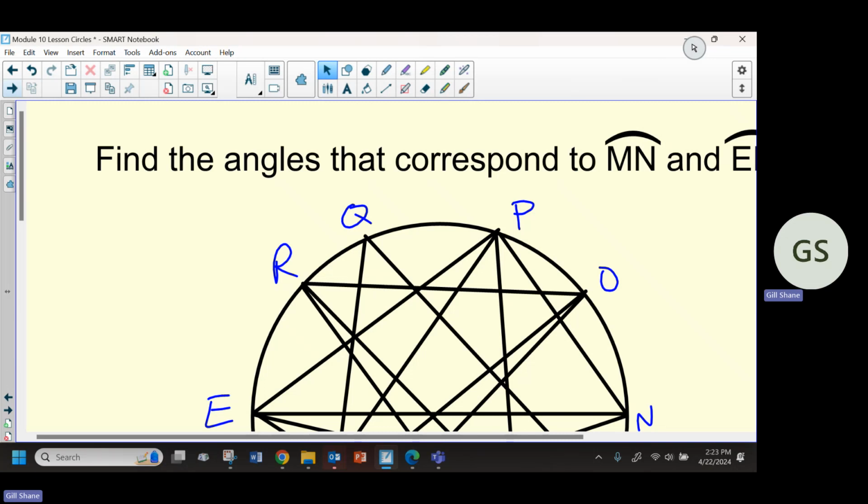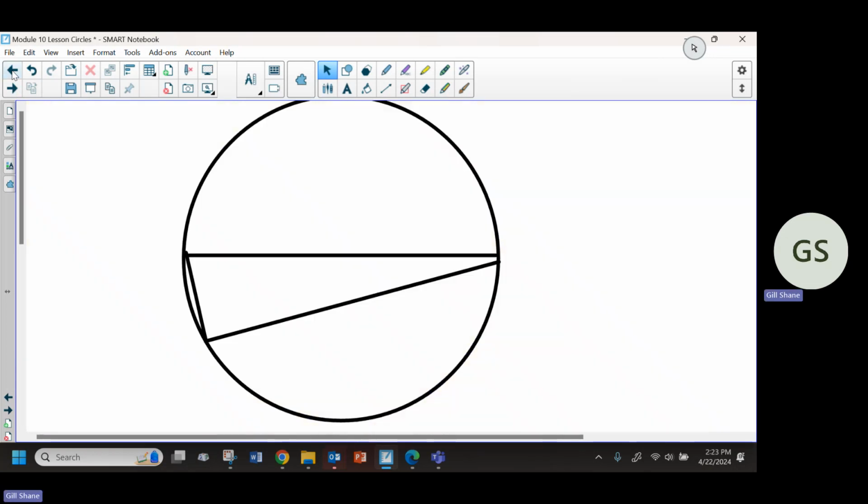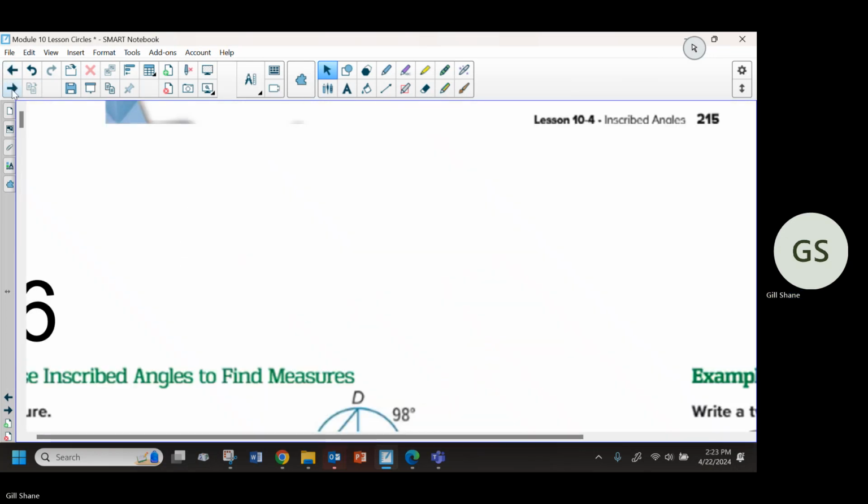My computer or my projector screen actually is not. Oh, king of court. Oh man.